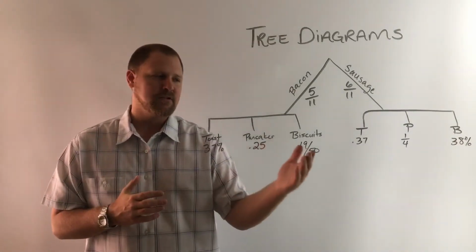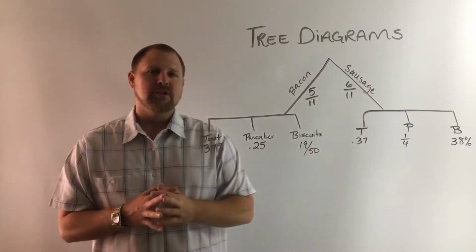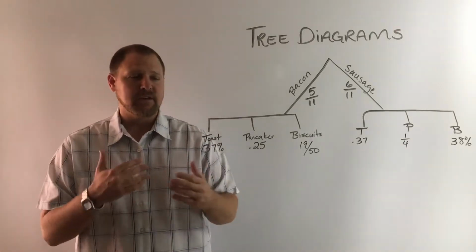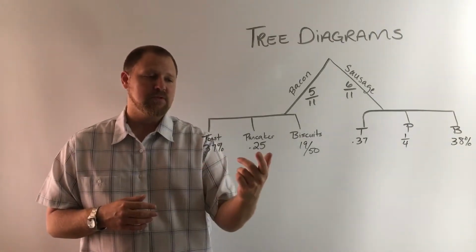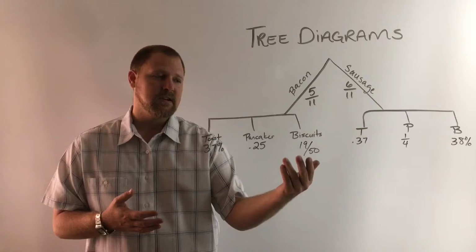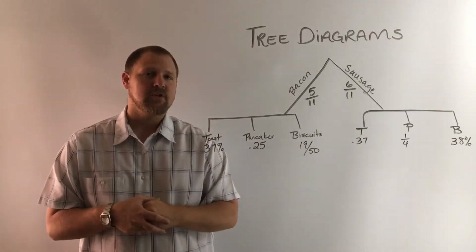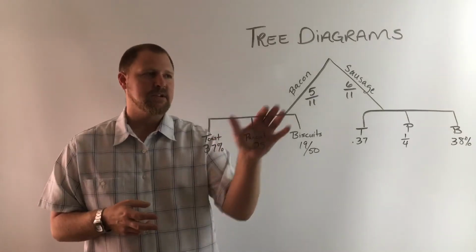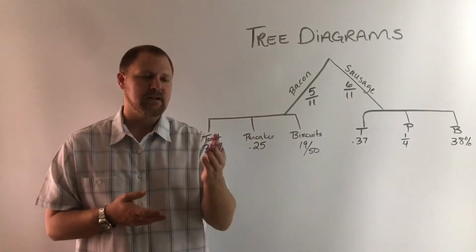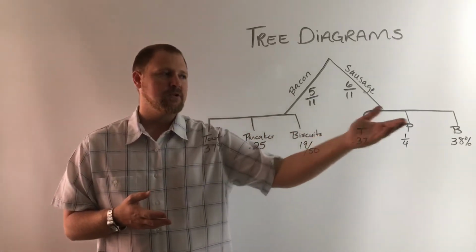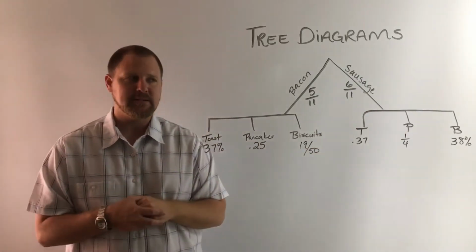Also, I made sure to show the different probabilities that add up to 1 in various ways. 37% plus 0.25, which is 25%, plus 19 over 50, which is 38%. All those add up to 100%. And then also there are different ways that you can label it. You can write the words, of course, or you could just abbreviate if you need the space.